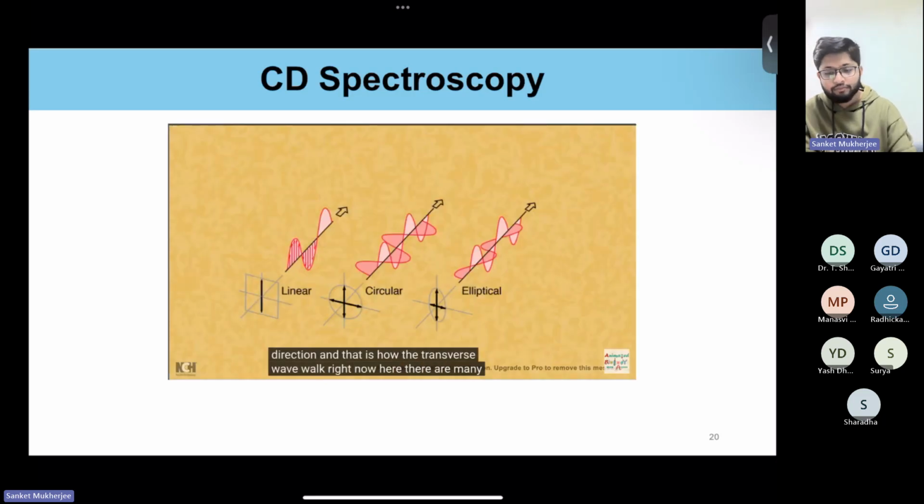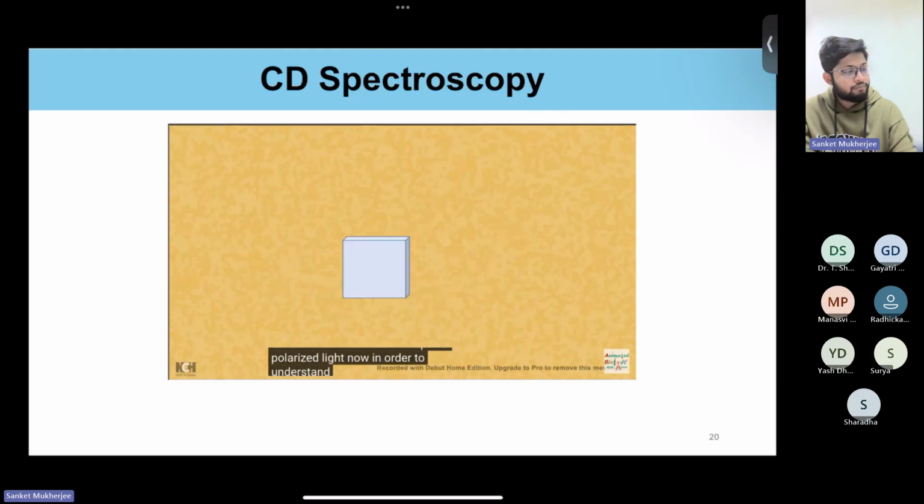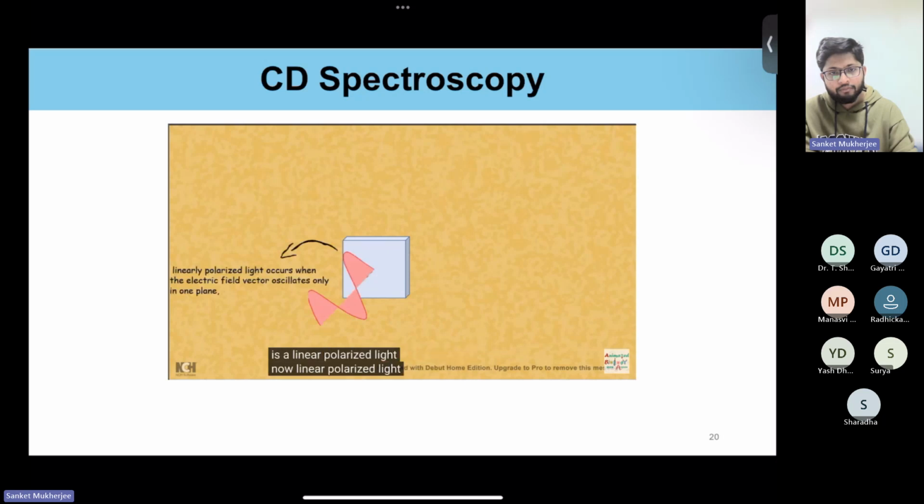Now here there are many other types of polarization which are shown, like circular polarization or elliptical polarization. So what is so different about circular or elliptical polarized light? In order to understand that, let's see what happens to a linearly polarized light when it passes through a quarter phase plate. So here is a linearly polarized light.